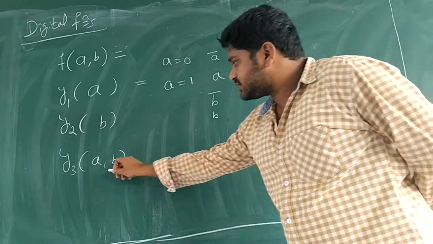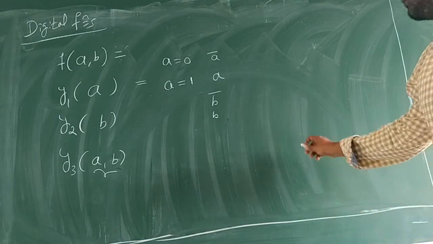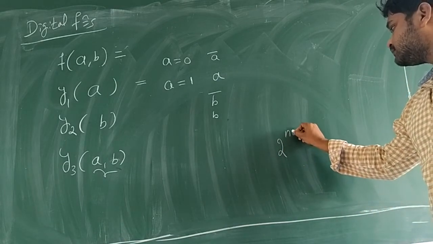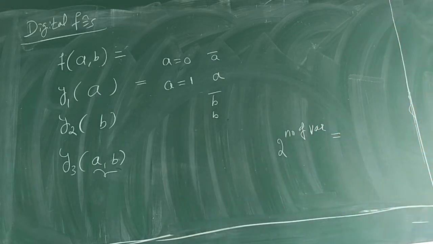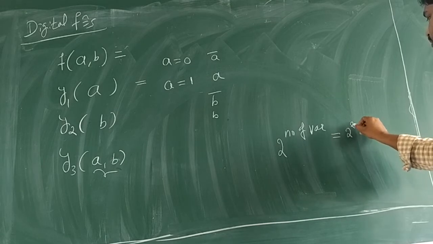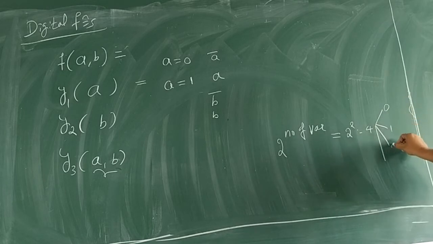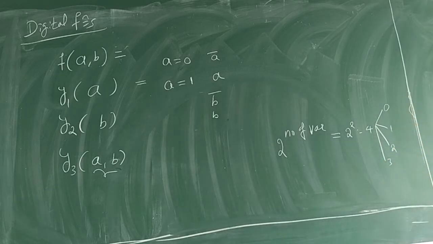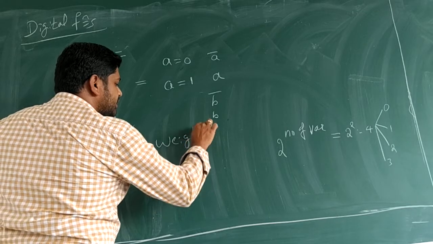Okay, in the last class I have shown how to find out different possibilities. The formula is 2 raised to the number of variables of that function. In this y3 there are 2 variables, hence there are 4 possibilities, and the 4 possibilities are 0, 1, 2 and 3. Okay, so in the last video we have seen how to represent them in the weight method.